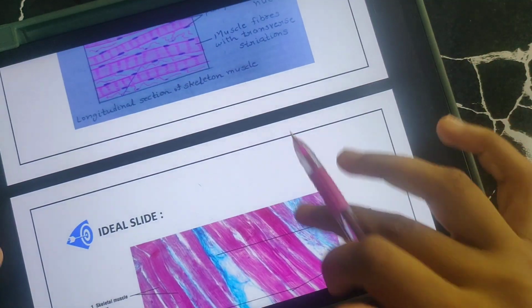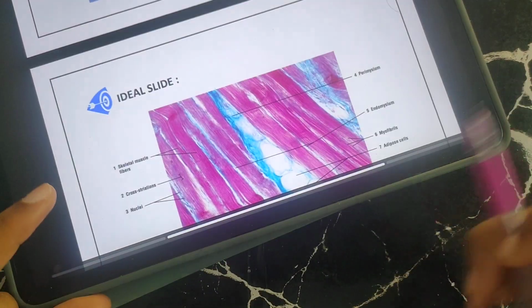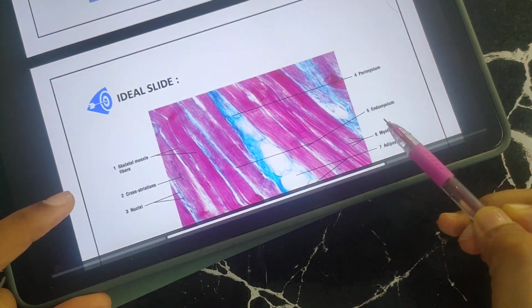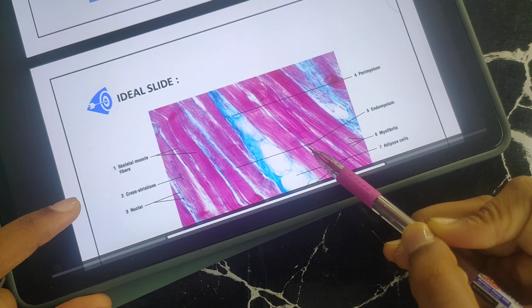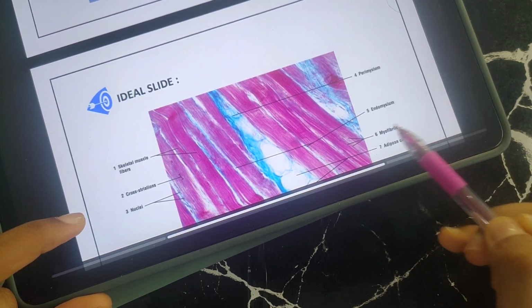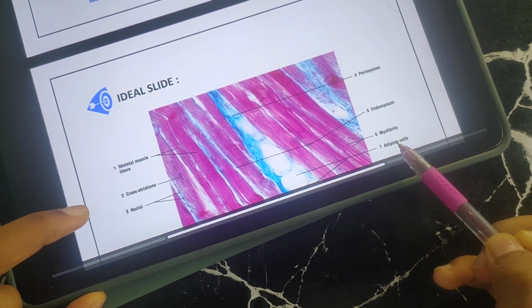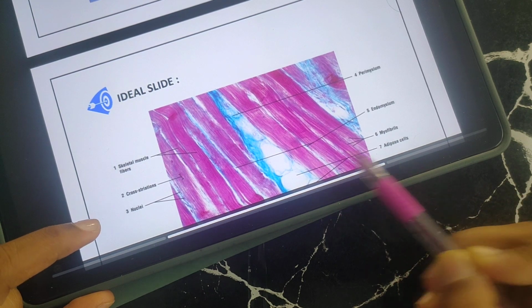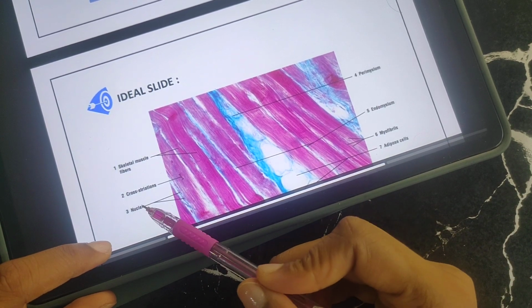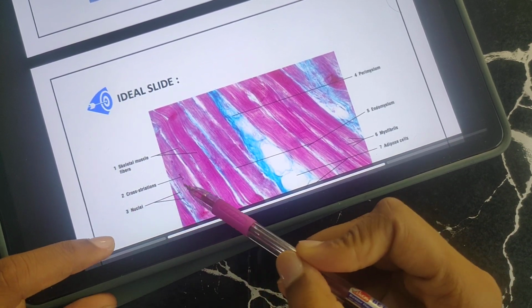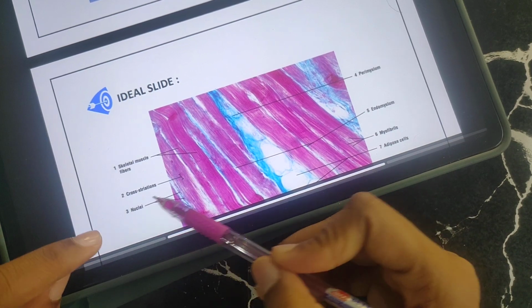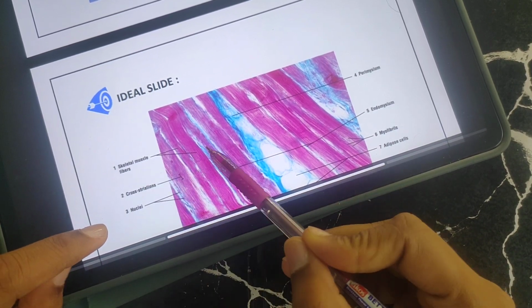And in the microscopic slide you will see perimysium and endomysium. Each muscle fiber is enclosed by endomysium, then perimysium. These are myofibrils or muscle fibers. In between those, adipose tissue is there. Nuclei will be peripherally placed and flattened. Cross striations are there, that is transverse striations or cross striations. These are skeletal muscle fibers.